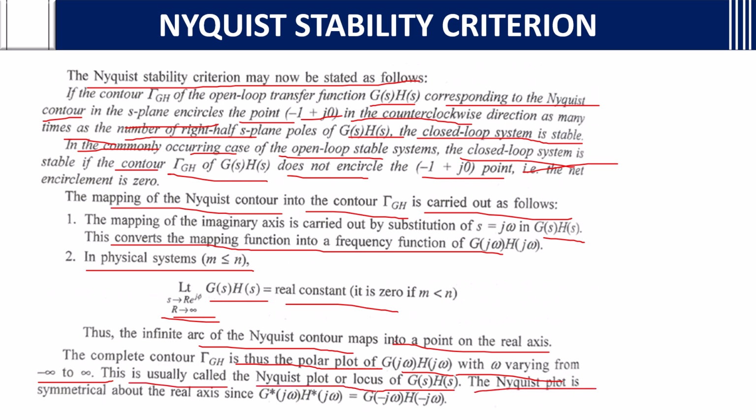The Nyquist plot is symmetrical about the real axis, since G*(jω) and H*(jω) are what? G(-jω), H(-jω). Nothing but the complex conjugate of this complex conjugate. The star indicates what? Complex conjugate.